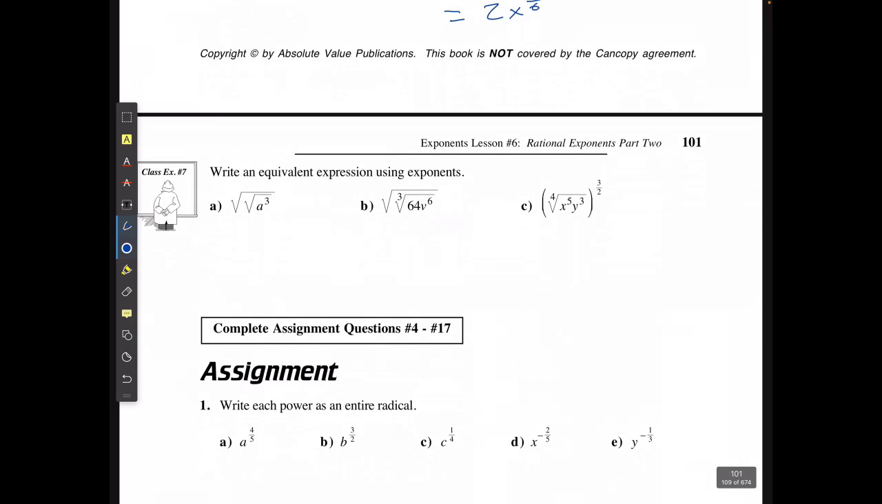And for the last example, if I'm writing an equivalent expression using exponents, then for the first one, it would be the same as a to the 3 over 2, to the power of 1 over 2. So it's a to the power of 3 over 4.